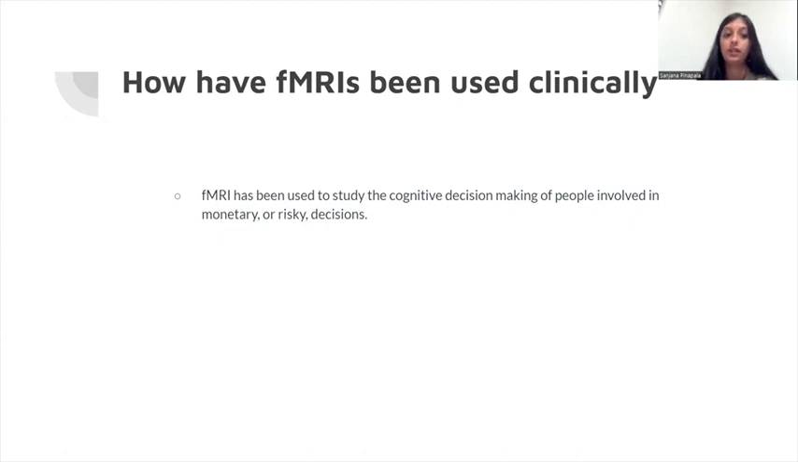One of the most beneficial clinical usages of fMRIs is to help plan brain surgeries. They can help assess potential risks of brain surgery before performing them, and they can also be used to study the cognitive decision making of people involved in monetary or risky decisions.